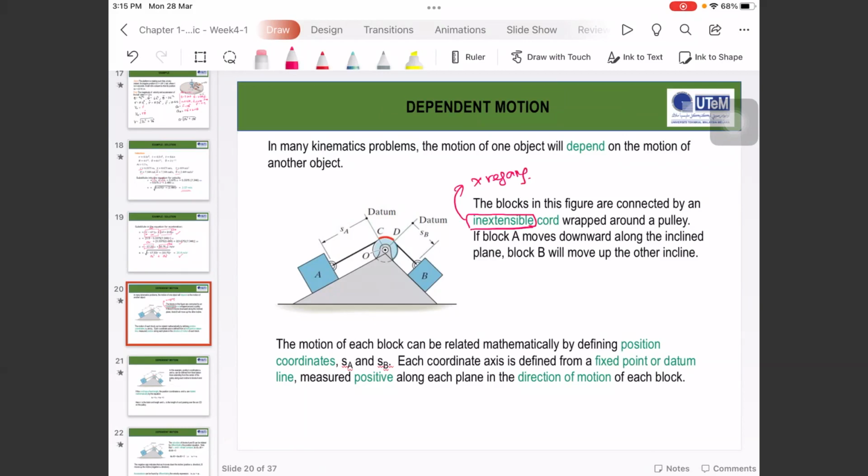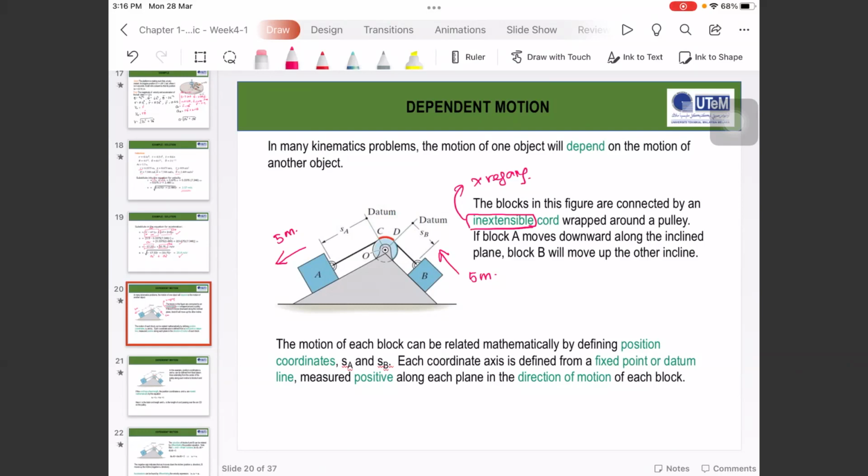Okay, betul tu. Kalau A ni bergerak ke bawah 5 meter, yang B juga akan naik ke atas banyak 5 meter, kan? Dengan syarat tali tu dia rigid lah. The rope is rigid, bukannya macam getah. Getah tu memang tak boleh lah. Turun 5 meter, naik mungkin 3 meter je kot. So kalau tali tu rigid, A turun 5 meter, yang B pun naik 5 meter. So that is what we call dependent motion lah. Pergerakan yang bergantung kepada partikel yang lain.